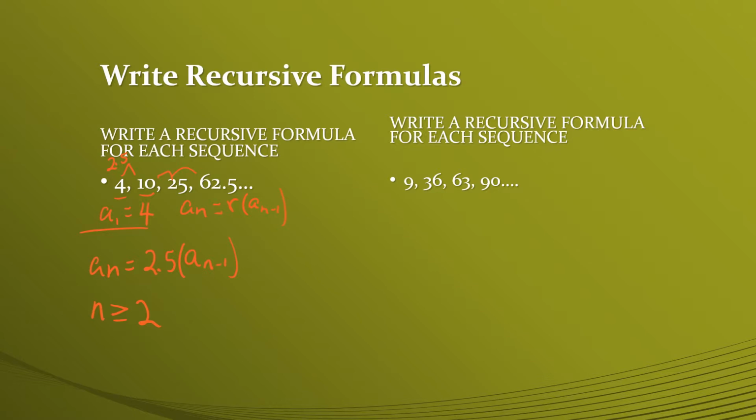All right, well, we've done the one on the left. It's a geometric sequence. Let's look at the one on the right. 9, 36. Let's see, well, if I was thinking about a geometric sequence, 9 times 4 is 36. 4 times 36, 4 carry the 2. Nope, it's not a geometric sequence.